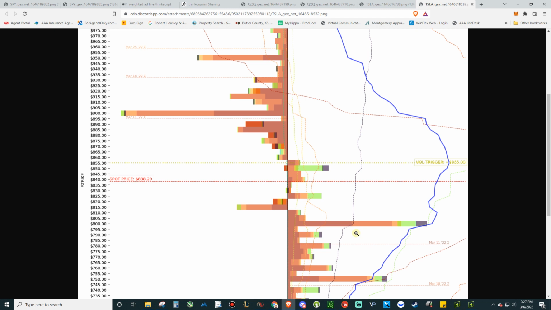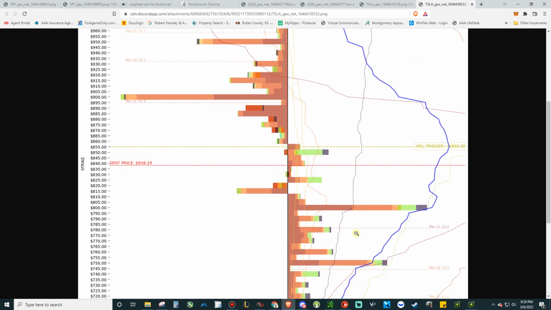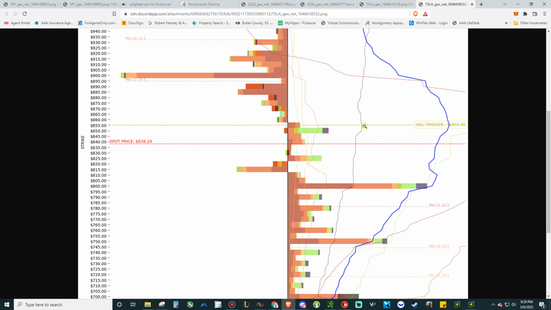So for example, we've got Tesla pulled up here. What this chart is saying is that we have a volatility trigger here at 855, meaning that if Tesla stock is trading under this volatility trigger, dealers, the market makers, are essentially going with the market. So if the stock is going down, they're adding to their shorts. If the stock is going up, they're buying the stock. Essentially, they're going with the market. Once it gets over the volatility trigger, they start doing the opposite of what the market is doing. So it's just nice to know that.